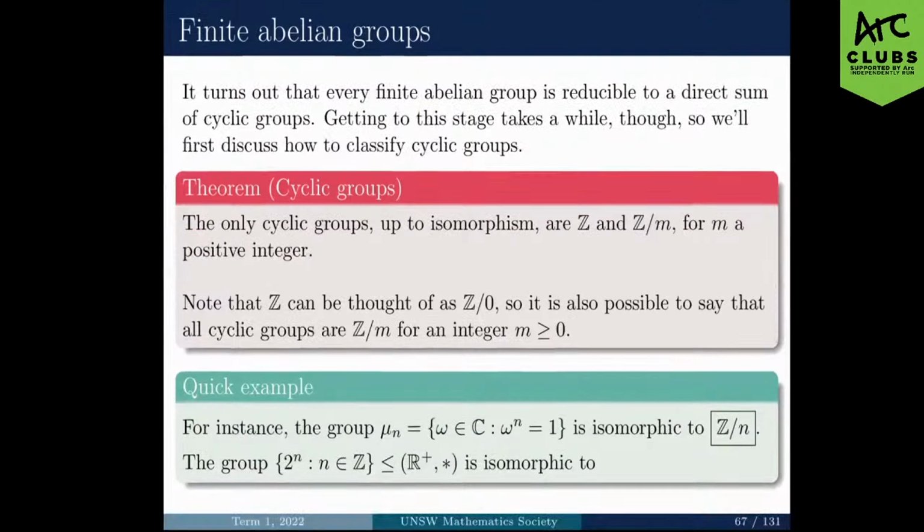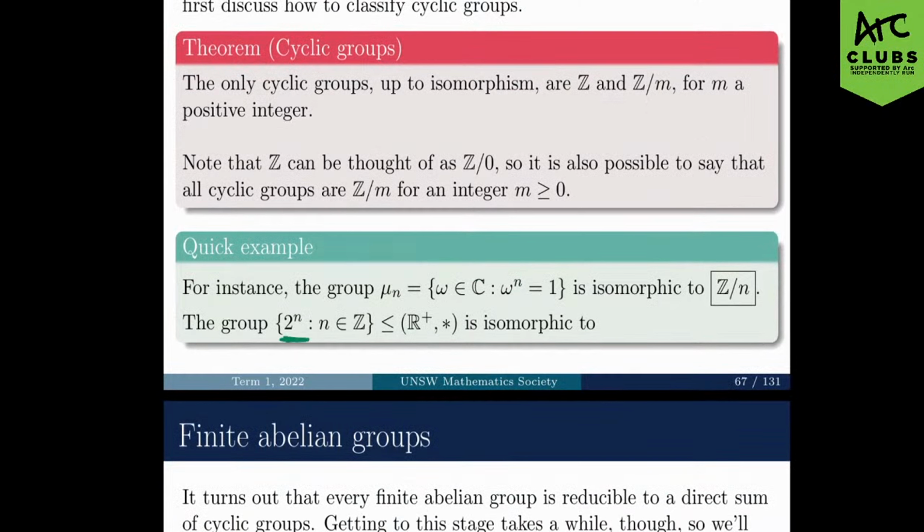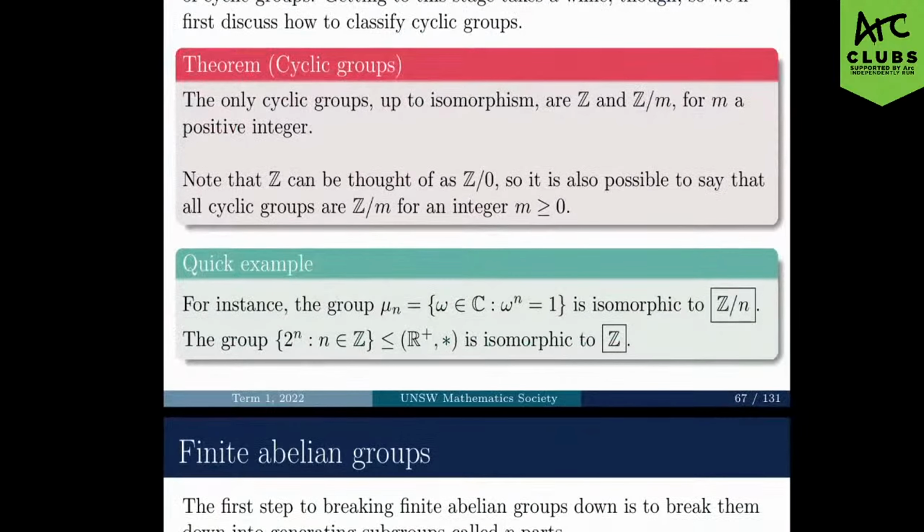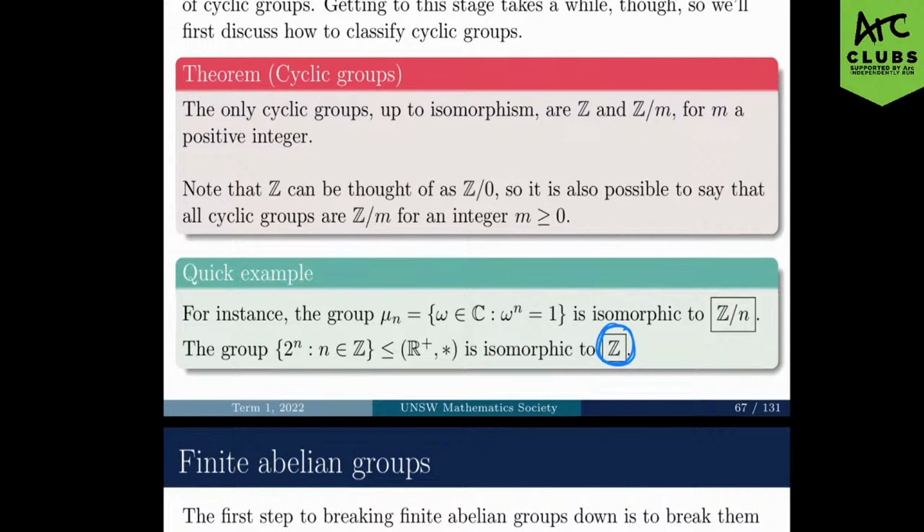Cool. And another example is the group 2 to the n, for n an integer. Well, what is that group? For example, n equals 1, we've got 2, and we've got 4, 8, 16, and so on. Then we can also go backwards, because we can have any integer. There's also 1, a half, a quarter, and so on. You can see it goes on forever, and it's isomorphic to Z, because we've got 2 to the 1, 2 to the 2, 2 to the 3, and so on. In general, if you've got an infinite cyclic group, it's isomorphic to Z. If you've got a finite cyclic group of order n, it's isomorphic to Z on n.